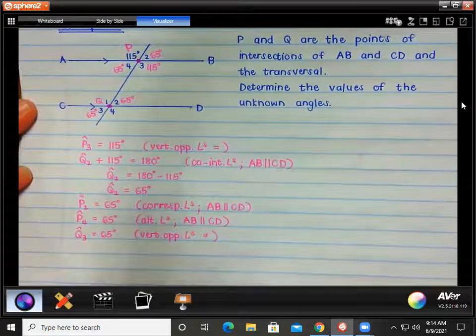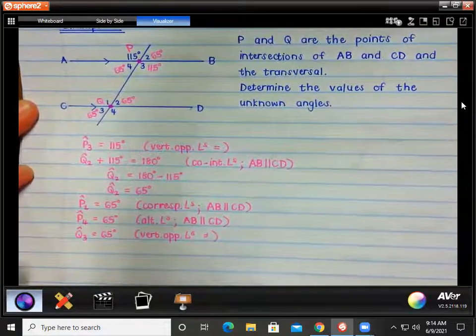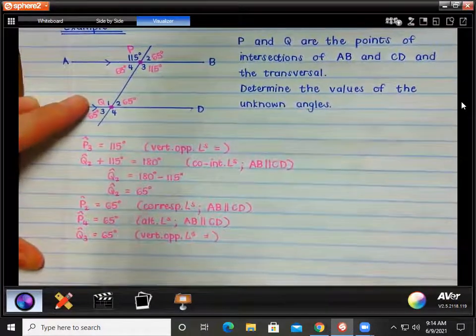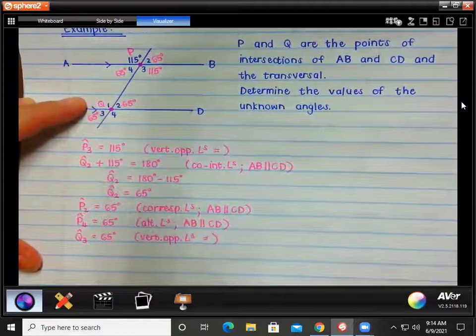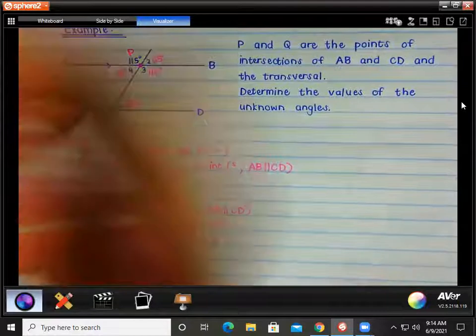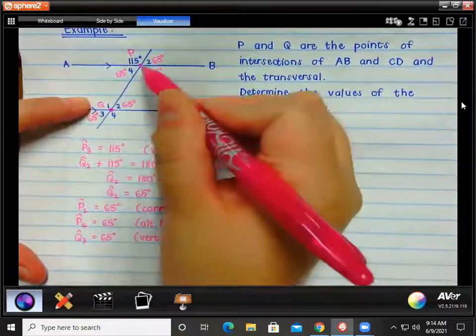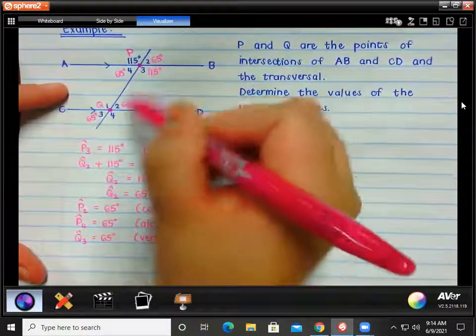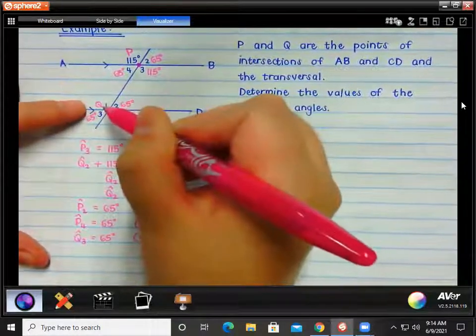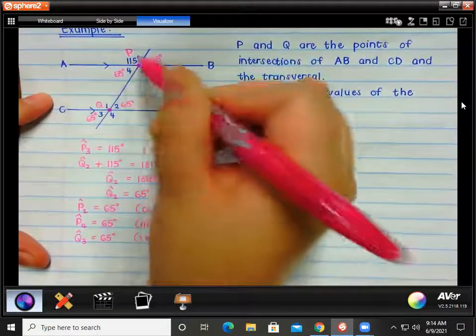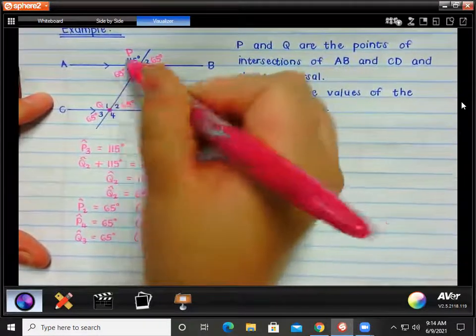Okay, we have two more left to go. All right, Q1. Yes, okay, good. So we can use alternate angles for Q1. If we use that kind of stretched out Z shape, do we notice that? All right, so Q1 is going to be 115. Guys, you could also use corresponding angles, right? The F shape for Q1.